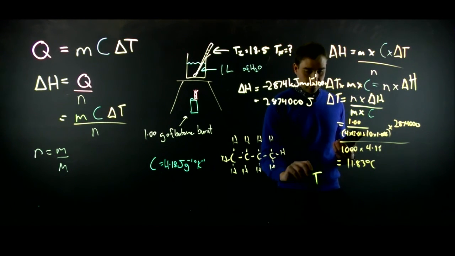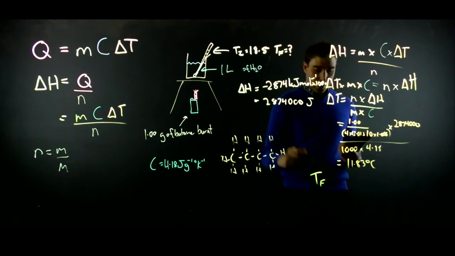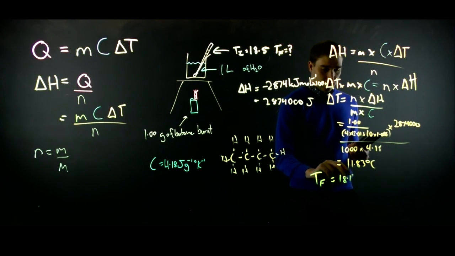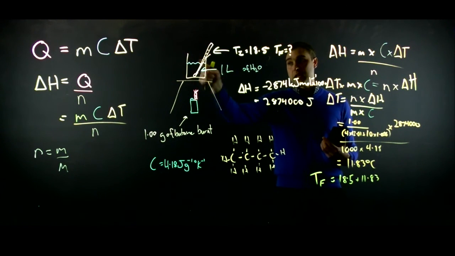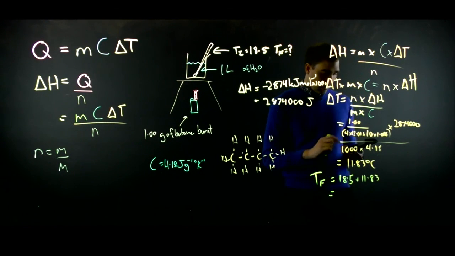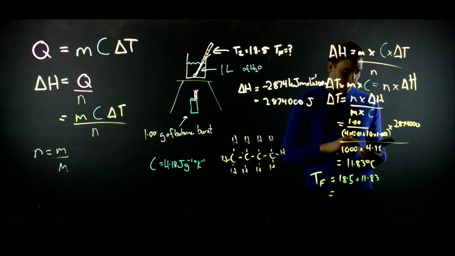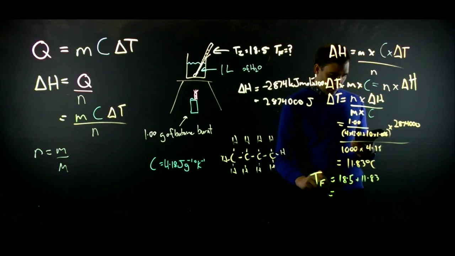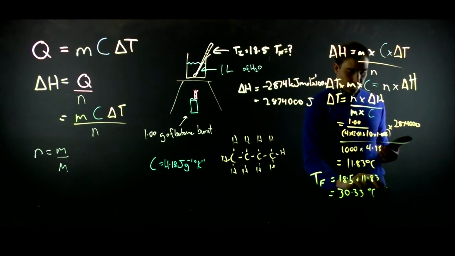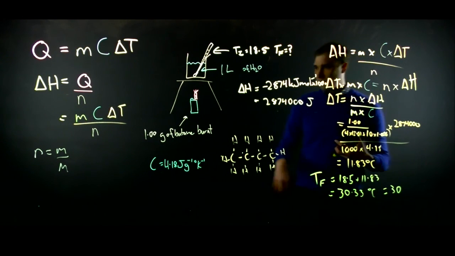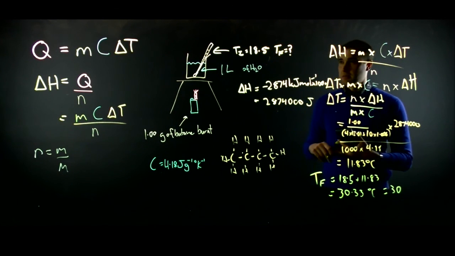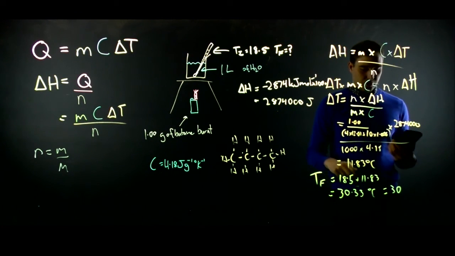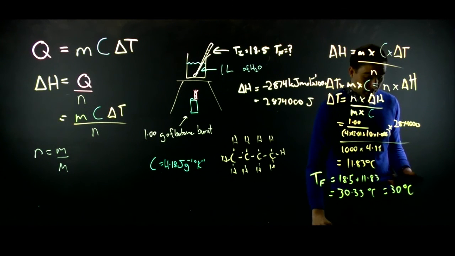So my final temperature, we started at 18.5. We need to add on to that the 11.83. This is an exothermic reaction. It's giving off heat energy, so the temperature of the water is going to increase. So if I add 18.5 to my answer, I get 30.33 degrees Celsius, which is 30 to 2 significant figures, which is probably too much, so 3.0 times 10 to the 1 degrees Celsius. Okay, but I'll just keep it as 30 for now.